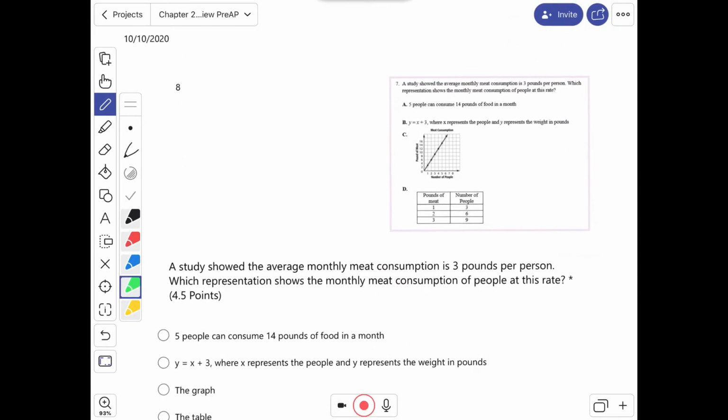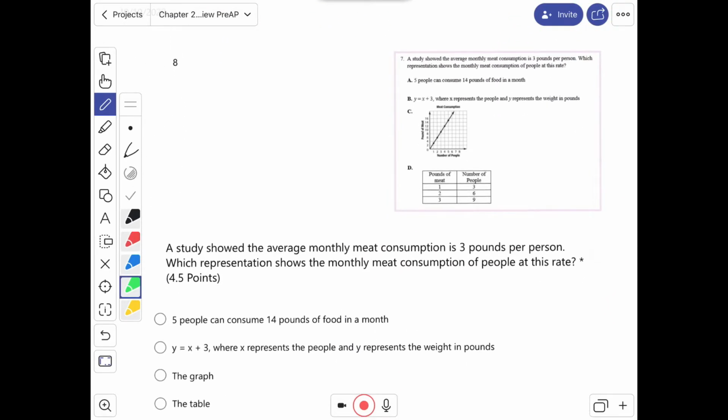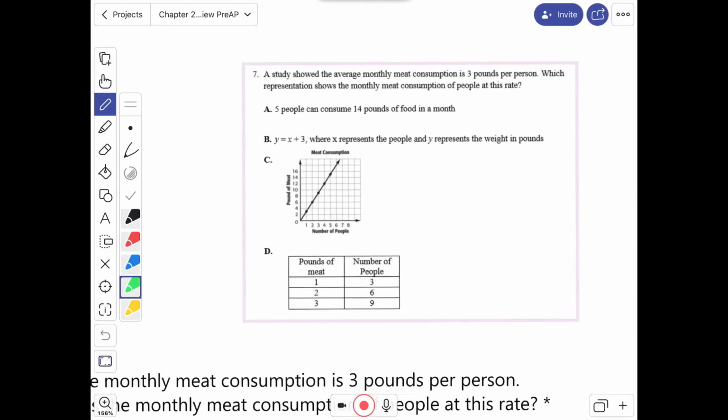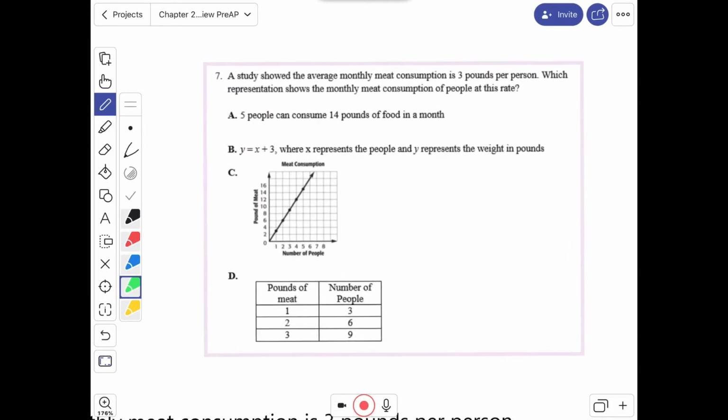Next question. A study showed the average monthly meat consumption is 3 pounds per person. Which representation shows the monthly meat consumption of people at this rate? And there's a very tiny picture that I'm going to zoom in on so that you can actually see the chart and graph. So this says 3 pounds per person. That means 3 times however many people.